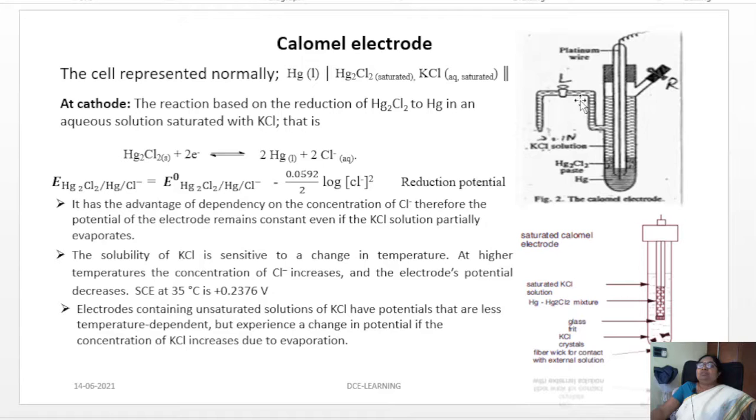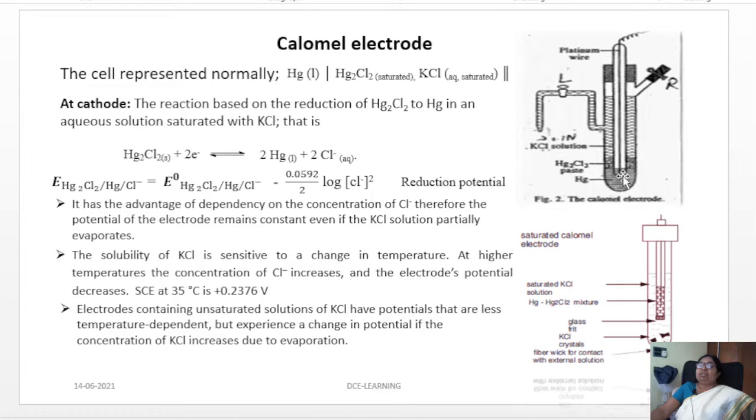The cell consists of an inner tube that is packed with a paste of silver, mercury and mercury chloride, saturated with KCl. This inner tube is situated within a second tube, which is filled with a saturated solution of KCl. There is a small hole connecting the two tubes, and there will be asbestos there.